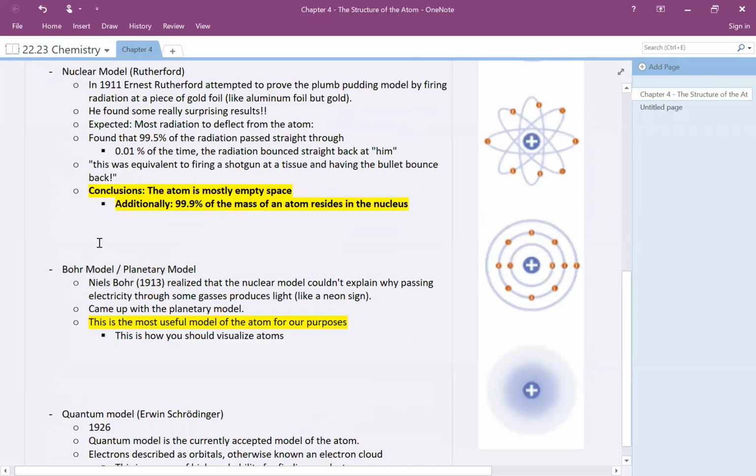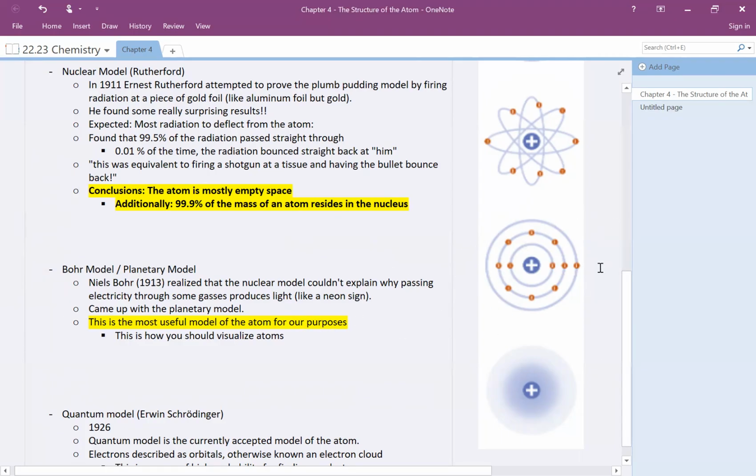Now, Niels Bohr in 1913, he realized that the nuclear model didn't explain why neon lights could produce light and why every element actually has its own unique emission when you pass electricity through it. We'll do some examples around this in class. But Bohr came up with what's called the Bohr model, also known as the planetary model. And I want you to definitely pay attention here because this is our most useful model of the atom.